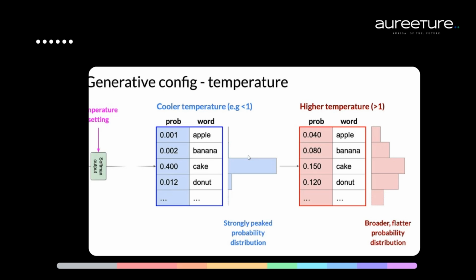This is what is happening here. So this is what temperature does. That's why when dealing with GPT, this is just a tip: if you want it to be more creative, keep the temperature high. It will give you more creative outputs, more creative stories.